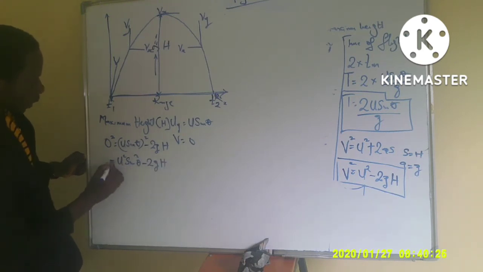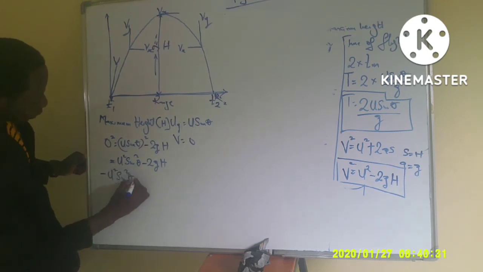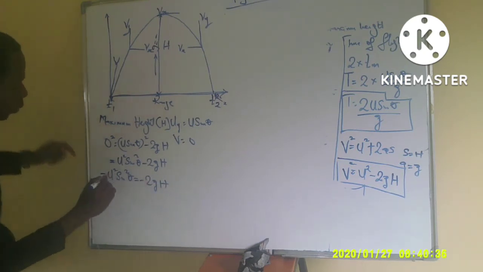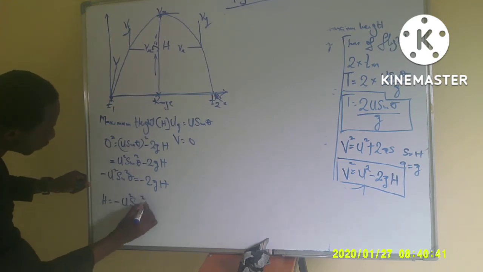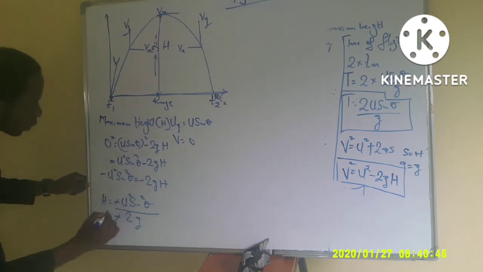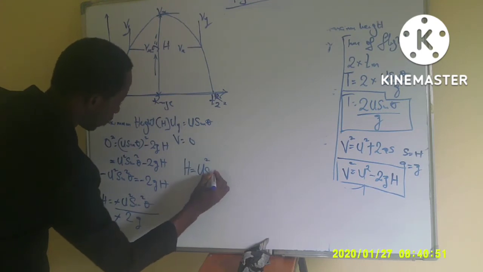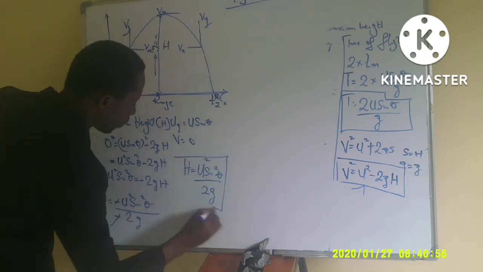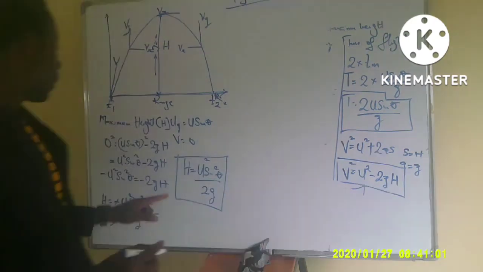So let's collect like terms. We have minus u squared sine squared theta is equal to minus 2gh. Let's make h the subject of the formula. I'm going to have h is equal to minus u squared sine squared theta all over minus 2g. So we'll cancel the negatives, and our maximum height h is equal to u squared sine squared theta over 2g. So this is the maximum height. This is the time of flight. This is the maximum height.